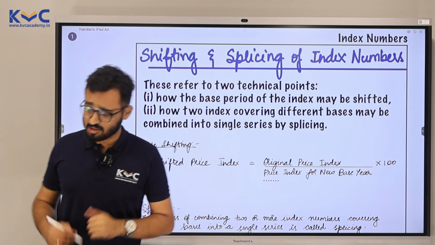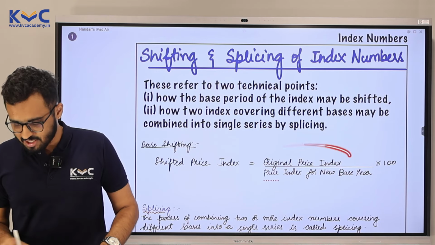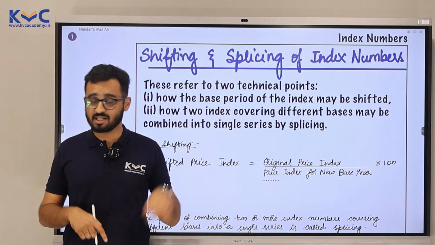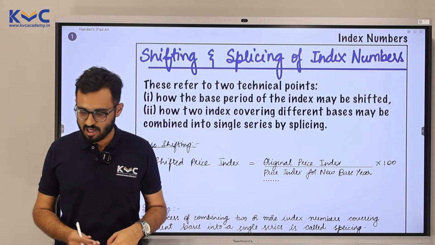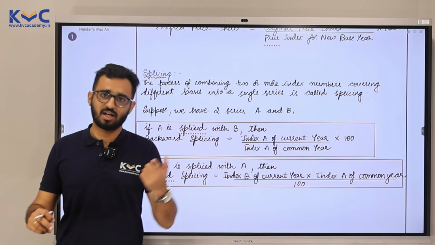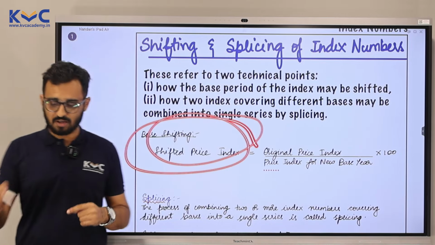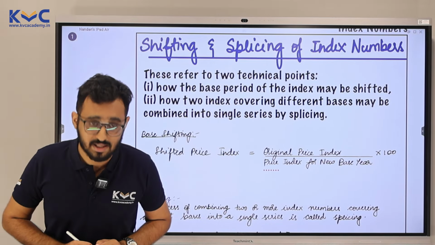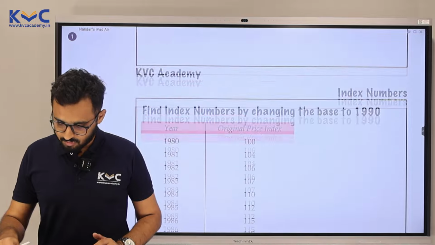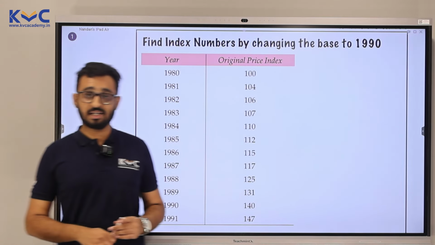Is that clear? Awesome. So base shifting, how do you shift the base? The formula is original price index divided by price index for the new base year into 100. And when it comes to splicing, we'll come to that a little later. We'll straight away take a question on shifting. We'll take one thing at a time, so we'll do shifting first and then we'll discuss splicing. Okay, so shifting. Find the index number by changing the base to 1990.